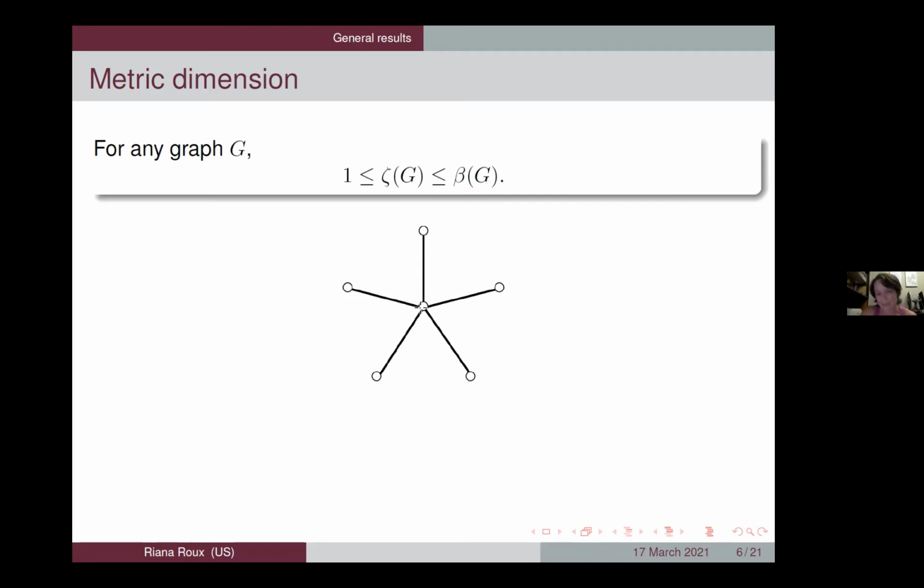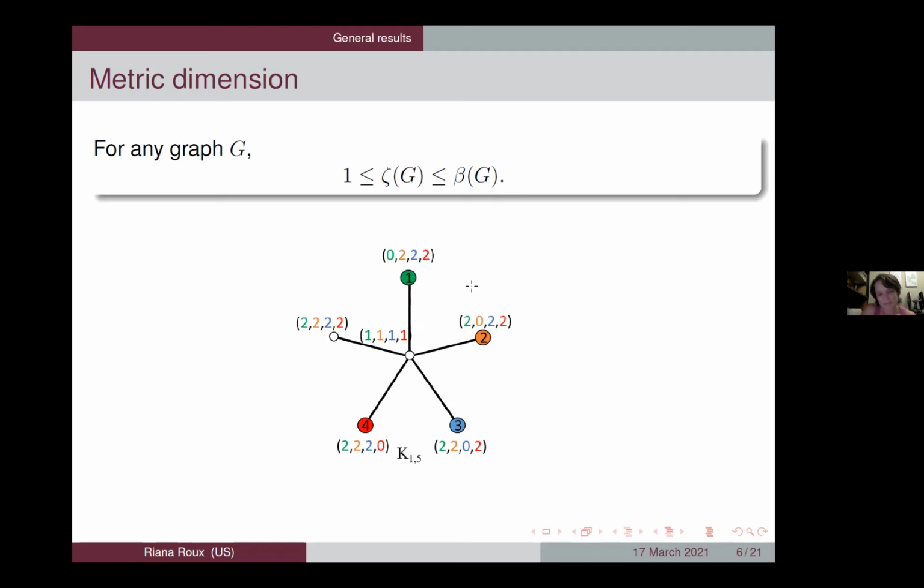So that's not really going to help me. It would be better, if I want to choose the resolving set, to choose some of the leaves. But if I choose just one leaf, then all the others will have the same distance away from that leaf, even if I choose two of them. So I have to choose all but one of the leaves, in order to uniquely determine the distances to the set.